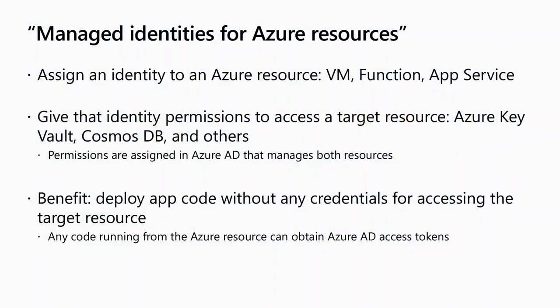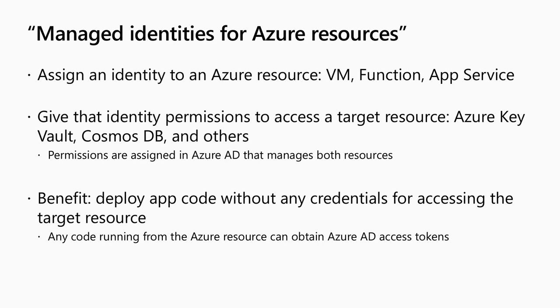Obviously, to be able to do that, I have to control both the Azure resource, my VM, my function, and the target resource, because I'm essentially consenting to this resource interacting with this target resource. Once I do that, any app code that I deploy running on that VM or function will magically be able to access the target resource without having any credentials. And that's the whole purpose of this feature.